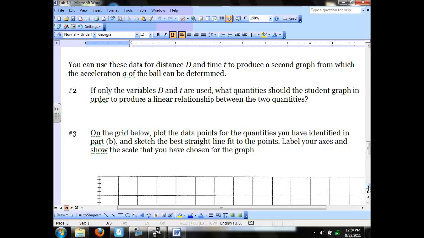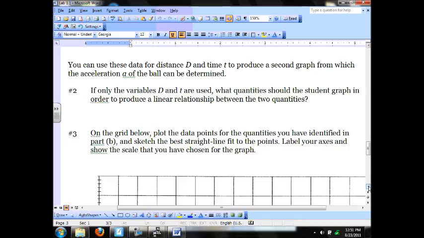All right, let's do it together. We're going to finish the class together. Not today, but over the next couple of class periods, we'll finish this one together, and then you're actually going to do an old AP test, an AP problem where they ask it. All right. So number 2 is asking us if only the variables d and t are used, what quantities should you graph in order to produce a linear relationship between the two quantities?